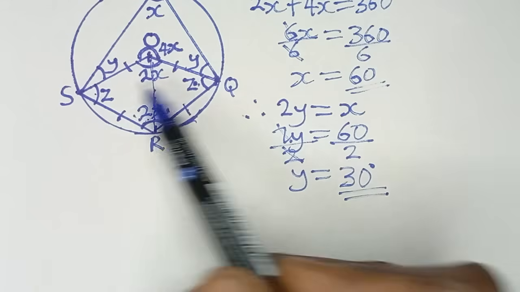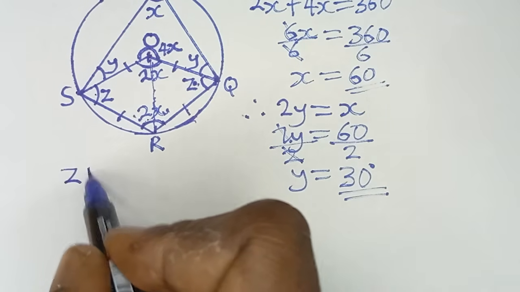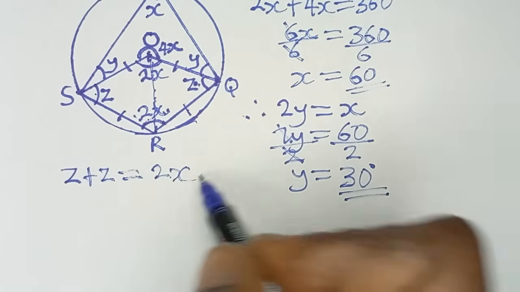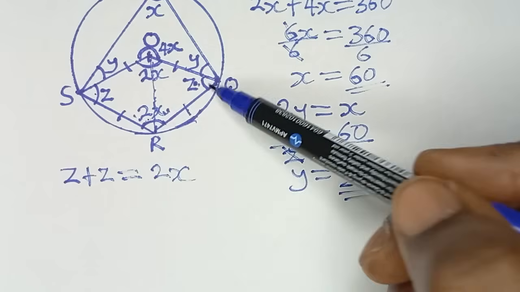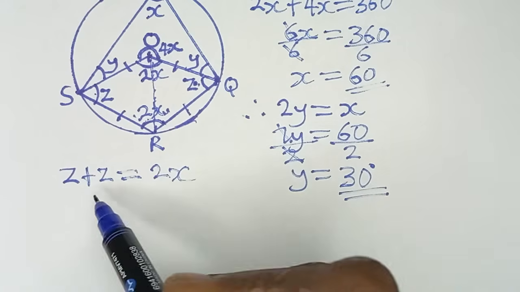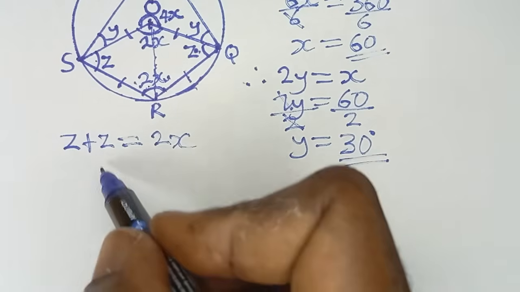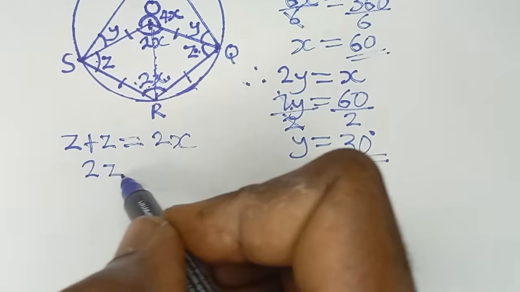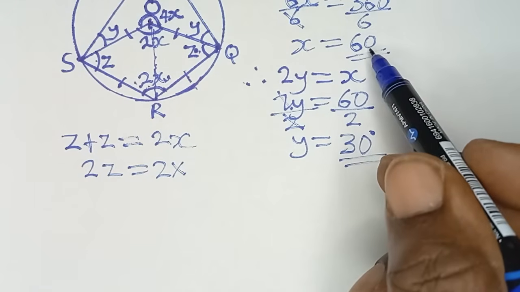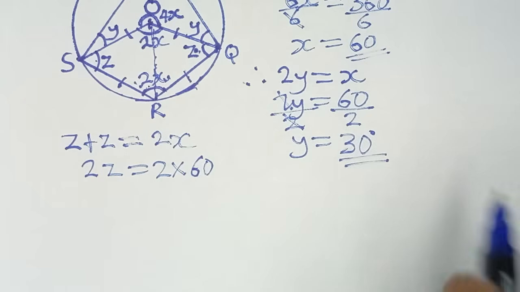So from there, I can simply say z plus z. Let me put it on this side, that angle z plus angle z now is equal to 2x. That is, this angle and this angle sum up to give us this one, which is 2x. So that 2z, that is z plus z, will give us 2z. And that will be equal to 2 times angle x, which is 60. You can see that there. So 2 times 60, because x is 60.